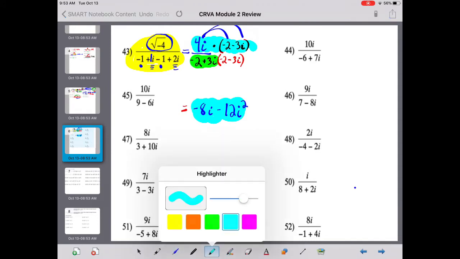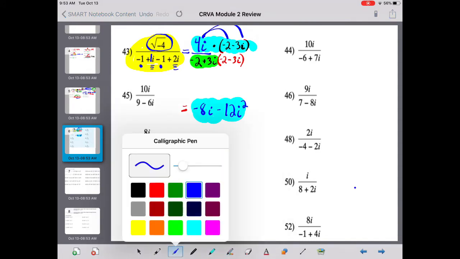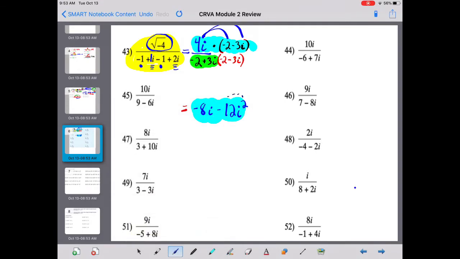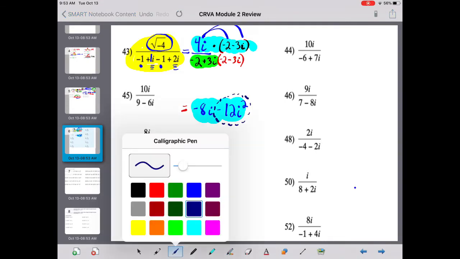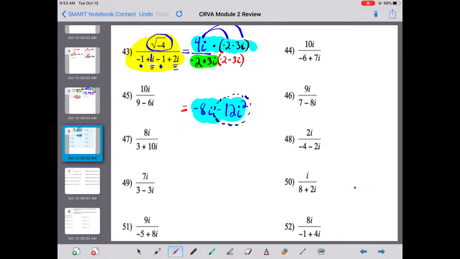But remember, when you get an i squared, it's really like a -1. So really, this is like, thought bubble, -12 times -1, which is positive 12. So I'm going to put a big, bold positive 12 over this. Positive 12, getting rid of the -12i squared.